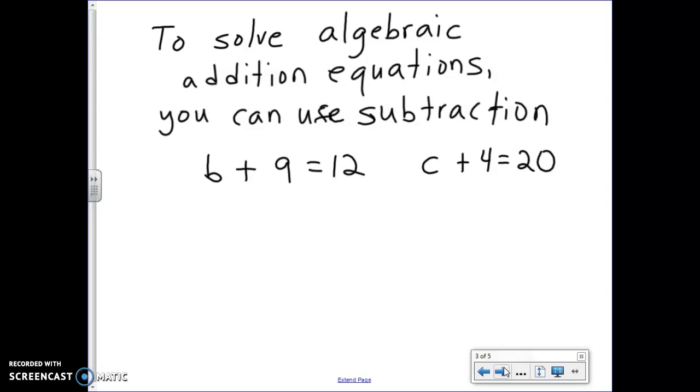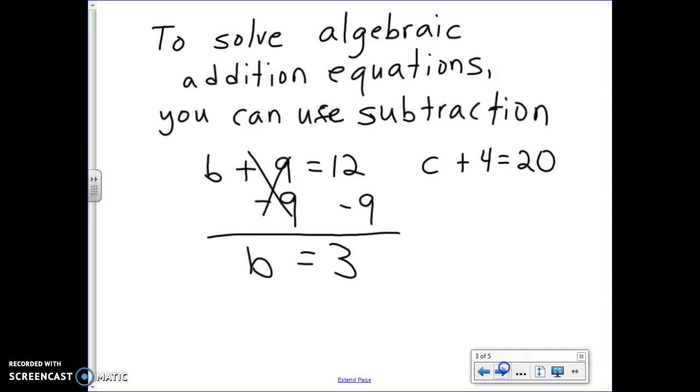Now without the counters. B plus 9 equals 12. Many of you are saying, I know what that is. B is 3. Well, we want to be able to show it algebraically. So we're going to get rid of the 9 on the left side of the equation, which the equal sign represents. So I subtract 9 here. I subtract 9 there. A positive 9 minus 9 gives me 0. So I'm going to X those out. 12 minus 9 equals 3. If I wanted to check it, I could do 3 plus 9. Does that equal 12? And yes, it does.